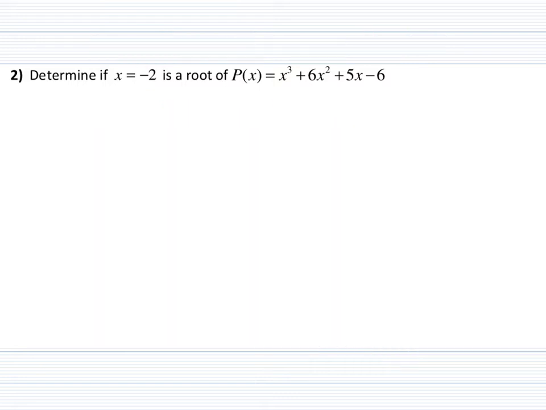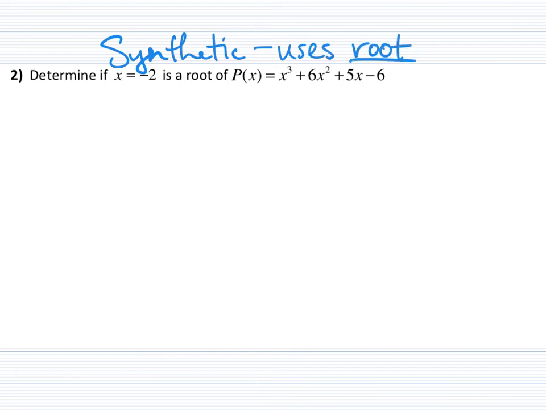All right, finally, synthetic division. Wrong function. This uses the root, not the factor. So we take our coefficients, 1, 6, 5, and negative 6, keeping in mind that everything has to be in order on that. And then the root of negative 2.